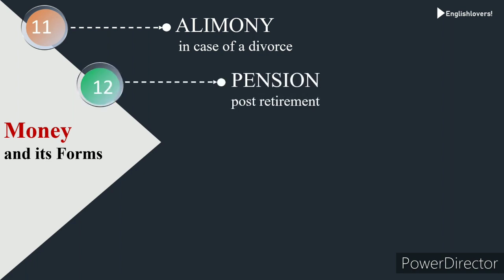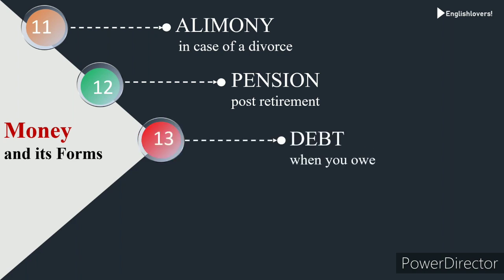Next is pension. What is pension? Pension is the money which is received by an employee after retirement. After some years of continuous work, the employee retires from that organization, and then that organization or government gives the employee some amount of money on a monthly basis for maintenance. That money is called pension.